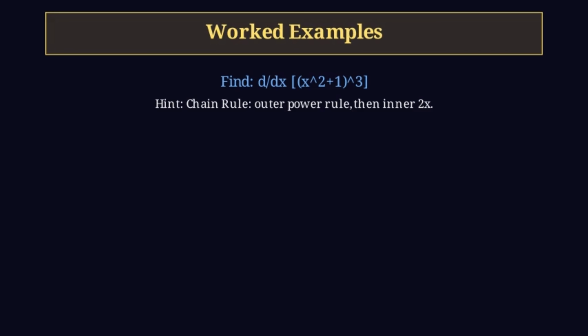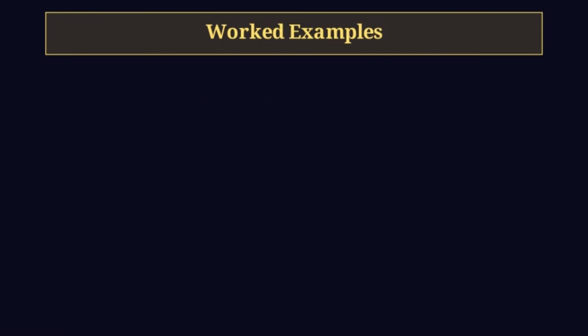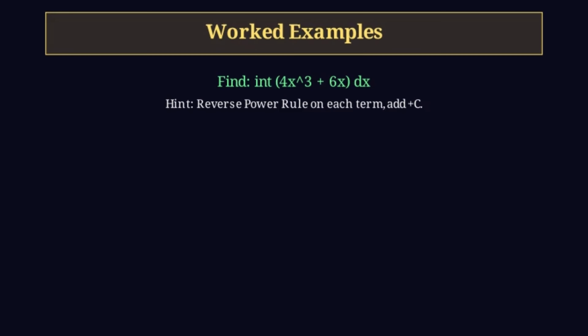Let's recap. Limits tell us what a function approaches as x gets close to a value. They're the foundation everything else is built on. Derivatives measure instantaneous rate of change. The power rule, chain rule, product rule, and quotient rule are your toolkit. Integrals measure accumulation, the area under a curve, and they're the reverse of derivatives. The fundamental theorem of calculus ties both branches together. Differentiation and integration are perfect inverses.